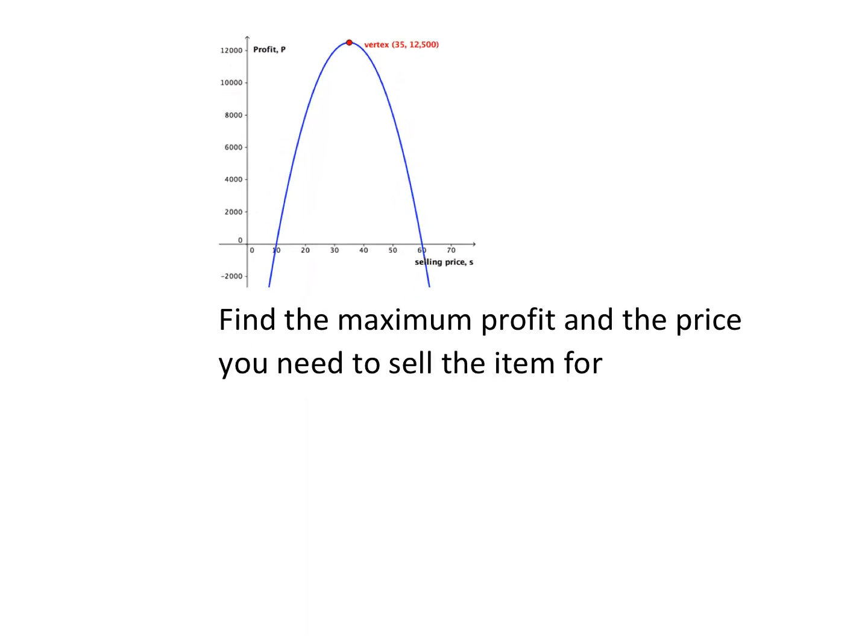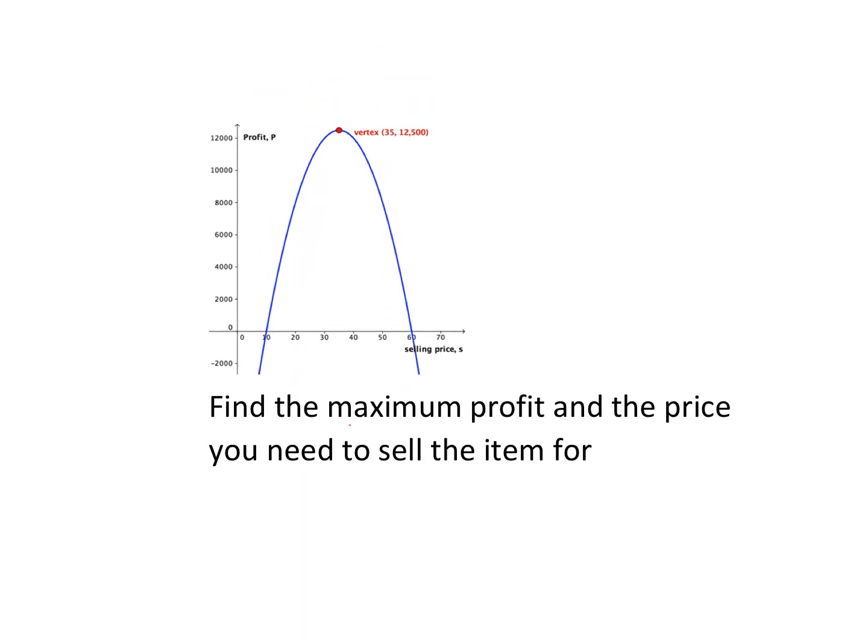Here we have an example of perhaps we're looking for maximum profit. You'll notice that we always see the word either maximum or minimum, indicating what part of the graph we are looking to describe. So what's the maximum profit and the price you need to sell. You'll see price is on the x-axis, profit is on the y-axis. The vertex is given as (35, 12,500).